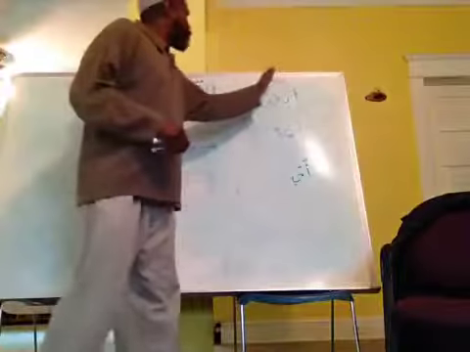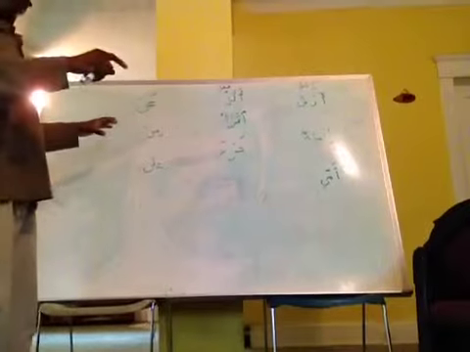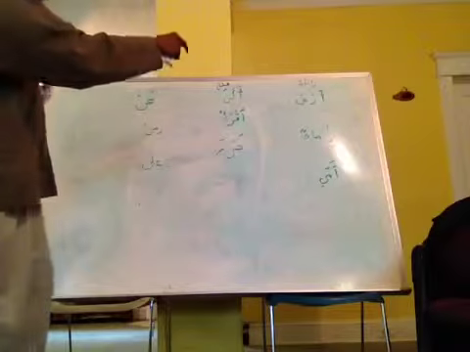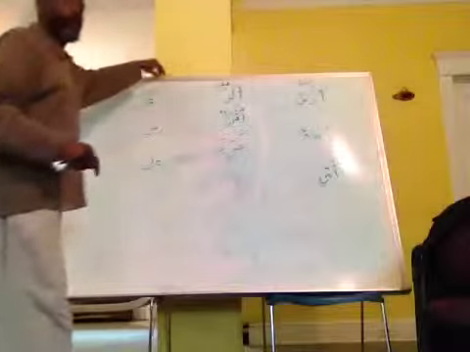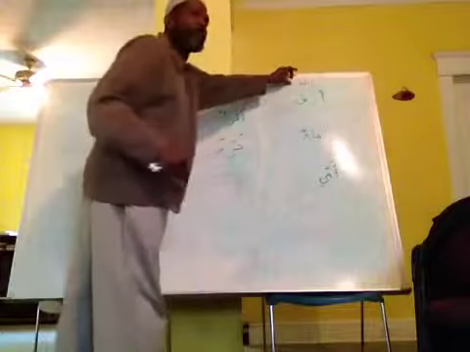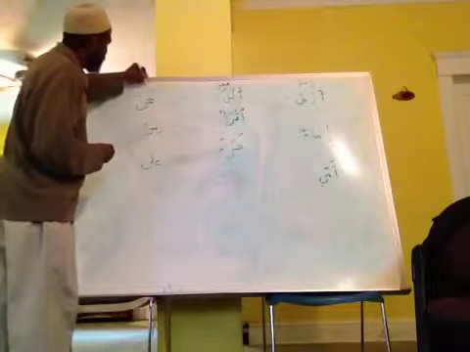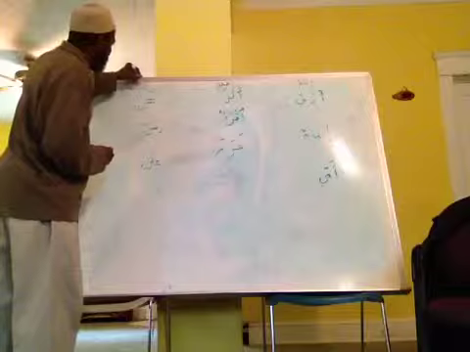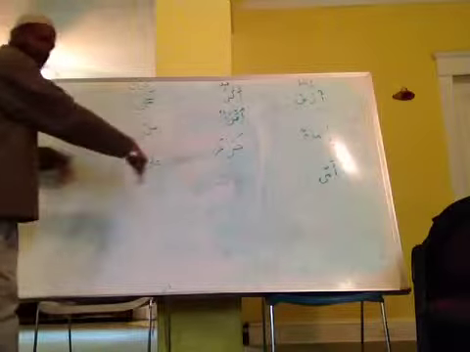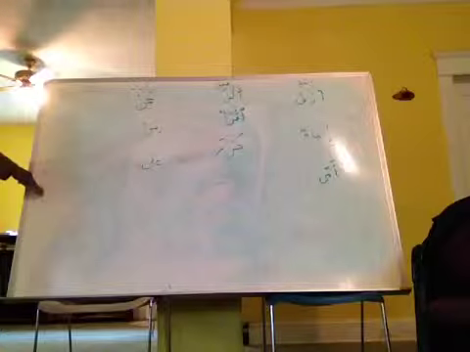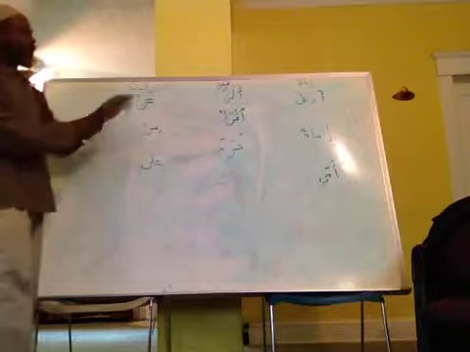Those are our categories of words. If we had a bunch of vocabulary words, they would only go in these three categories. Either it's going to be an ism, a fi'l, or a harf. And from these three main categories, we have subtopics, different types.